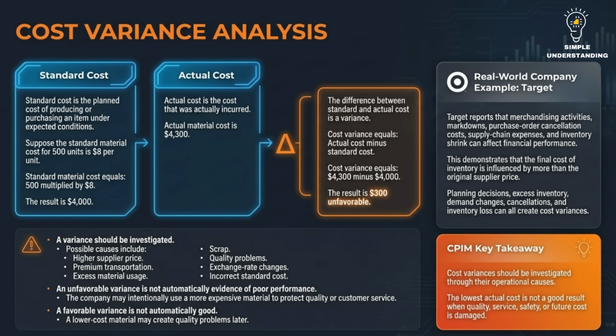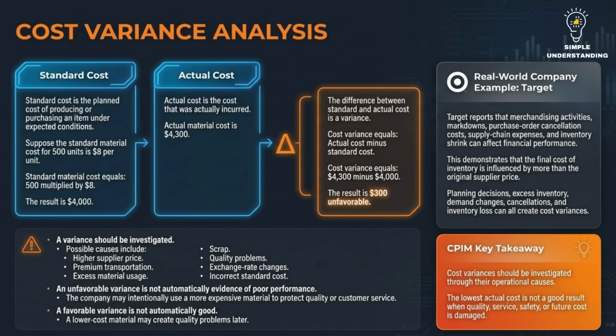Suppose the standard material cost for 500 units is $8 per unit. Standard material cost equals 500 multiplied by 8. The result is $4,000. Actual material cost is $4,300. Cost variance equals actual cost minus standard cost. Cost variance equals 4,300 minus 4,000. The result is $300 unfavorable. A variance should be investigated.